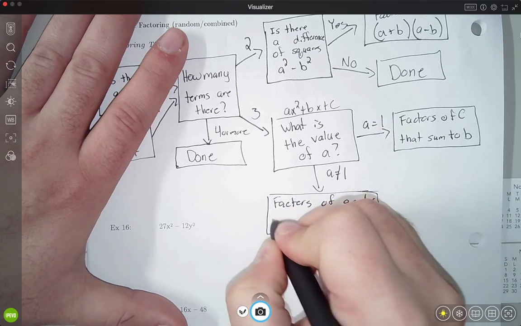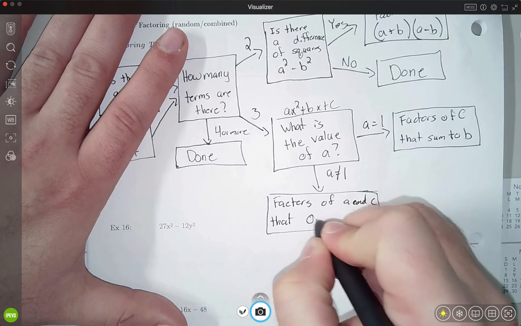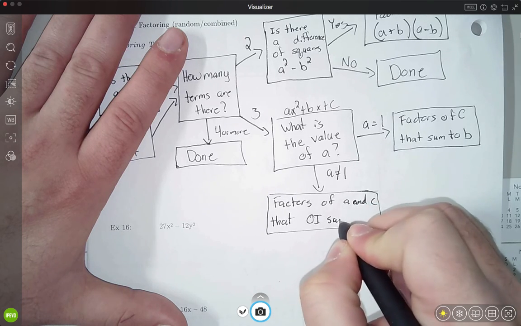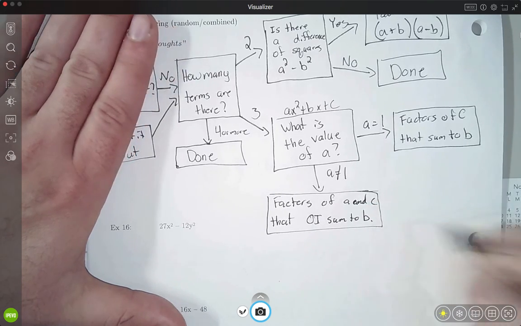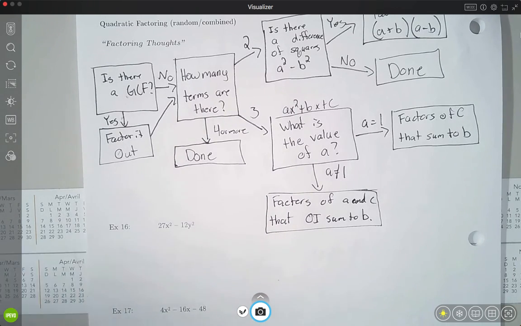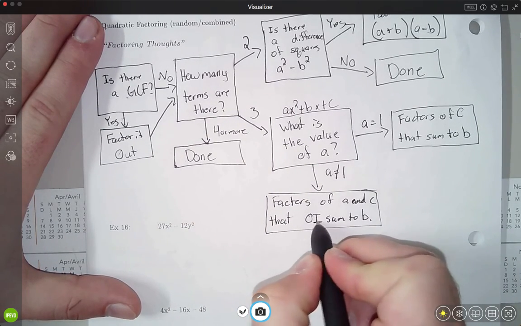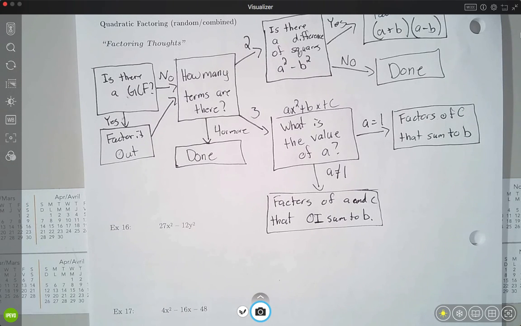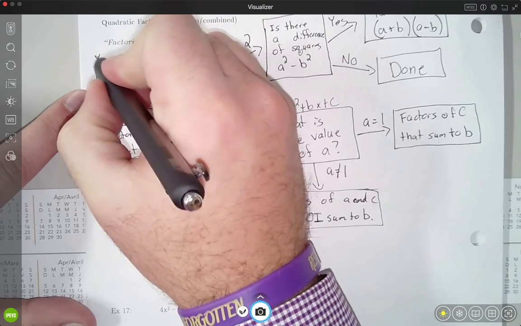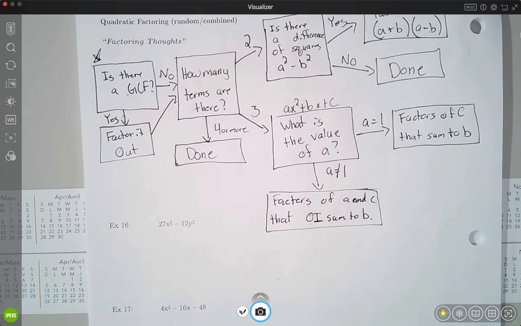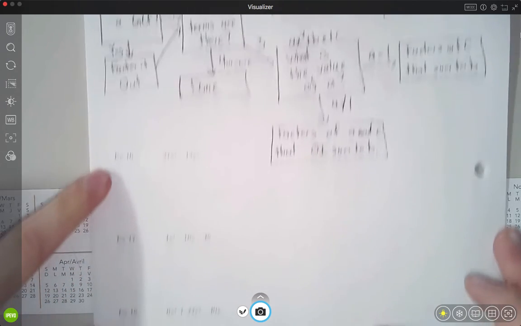That does our outside-inside sum to give us b. So that's where we had to set up that OI table and work through that. This is our graphic organizer that we're going to be using as we work through all of these problems. The biggest thing from this is we always have to look for a GCF first. If I have a GCF, that needs to get pulled out first because it's going to make my problem a whole lot easier. Let's look at example 16 here and get into some of these examples.